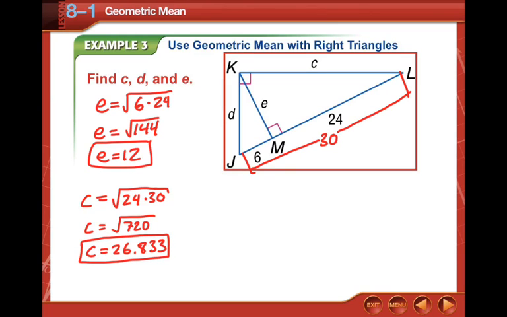Now we got to do D. Same process as we did with C. So we have JM there. That's the adjacent segment of the hypotenuse. So 6 times our whole length of the hypotenuse, 30. So now we multiply those together. We get 180. And we need to do the square root of 180, which again is not a nice, even, pretty number like E was. Ends up being 13.416.